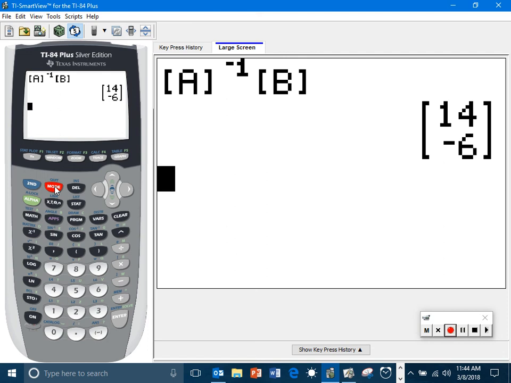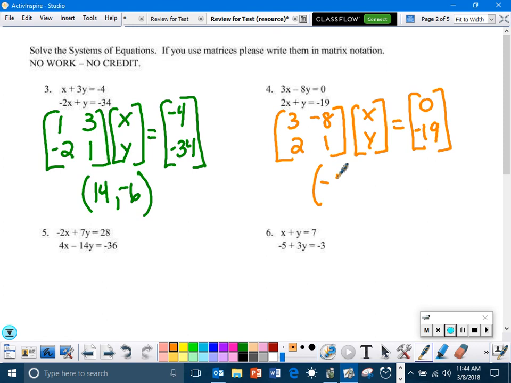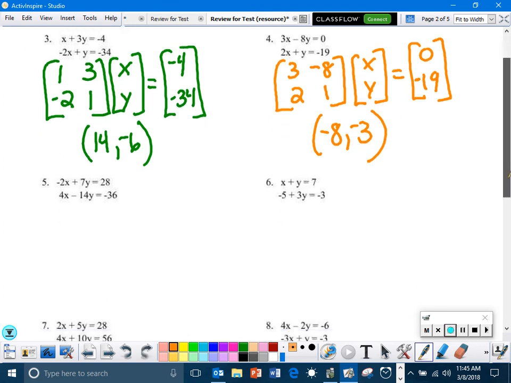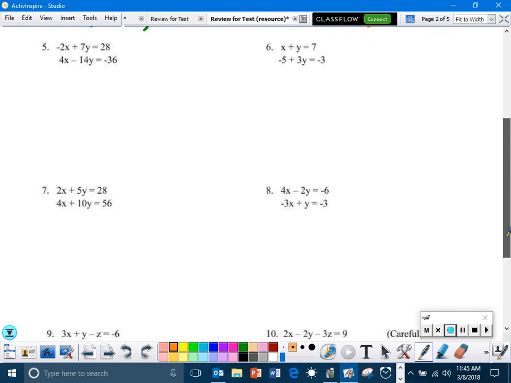Okay, now I'm going to use that shortcut. I just have to hit second, enter, and then enter again, and I've got my answer. All right. Okay, moving on. Again, I'm going to do this without talking, so just follow the steps.